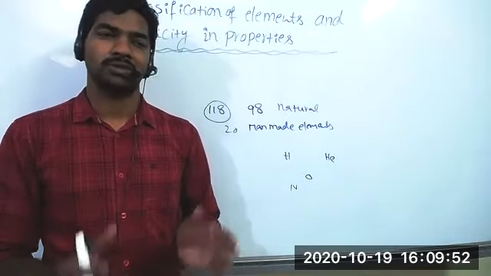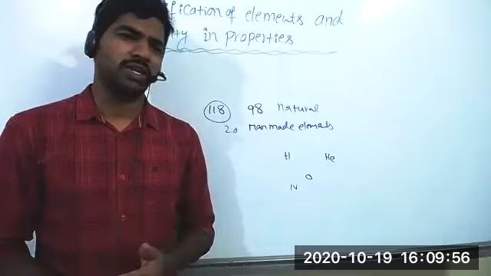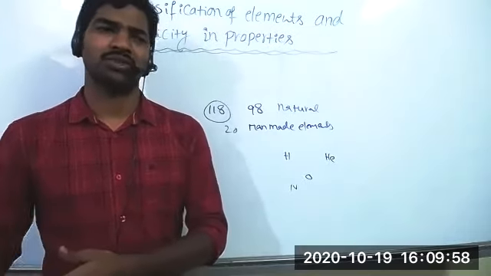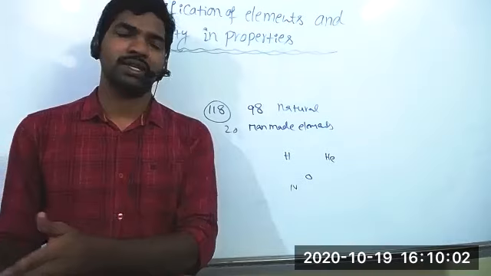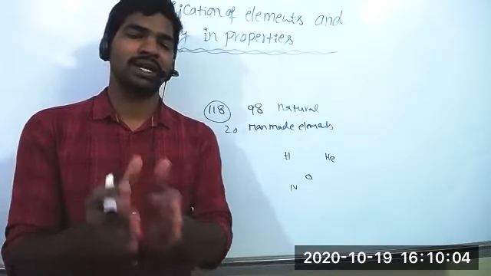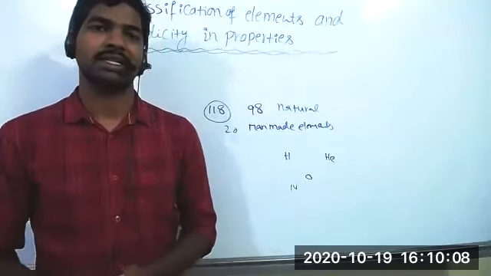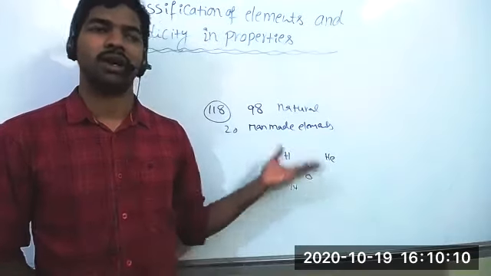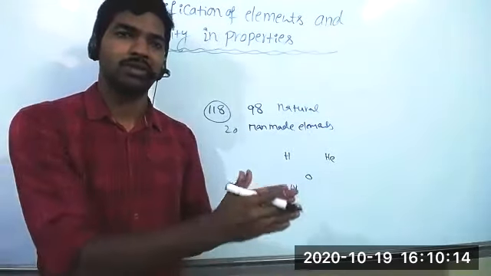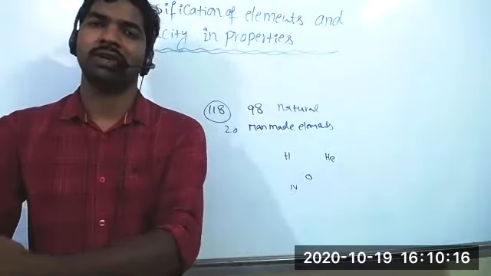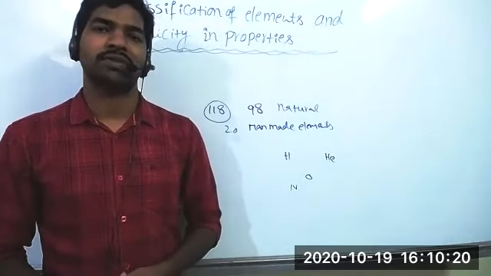Suppose in your classroom, 100 students are there. Some students study well, some are average, some are poor. In such a case, in our schools, they are classified into sections, no? Section A, section B, section C. So here also it is the same. All the known elements are classified. A particular group of elements has some properties and another group of elements has different properties. That is what we call classification of elements.